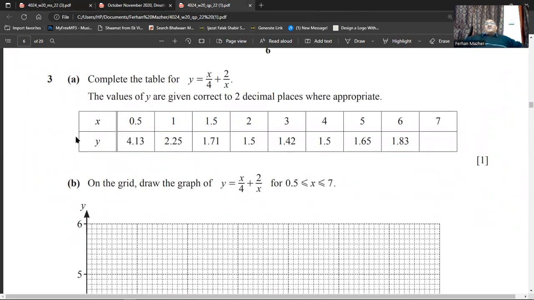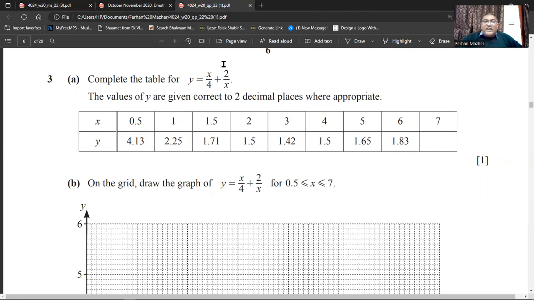So my dear students, now we are starting question number 3, part A. Complete the table for y equals x by 4 plus 2 by x. The values of y are given correct to 2 decimal places where appropriate. So this is the equation of the curve. The x values are given, and the y values almost all are given. Only the last value is missing.